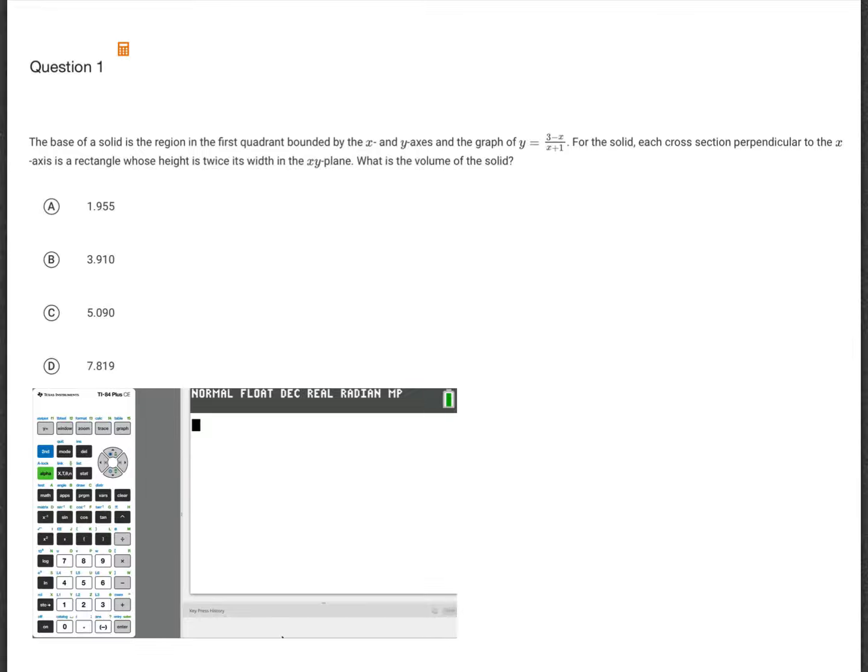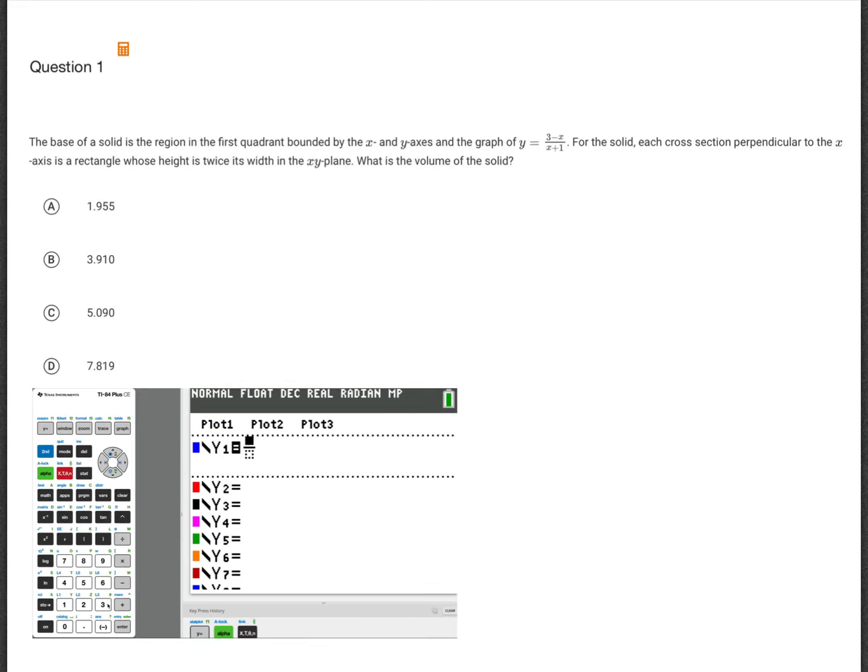Okay, I think first thing, it's a calculator question. Let's graph it just to get an idea what this graph looks like. So do alpha and the button next to it to make a fraction.